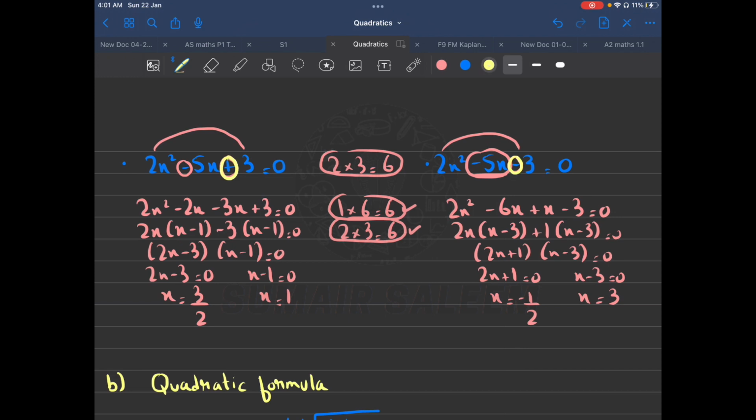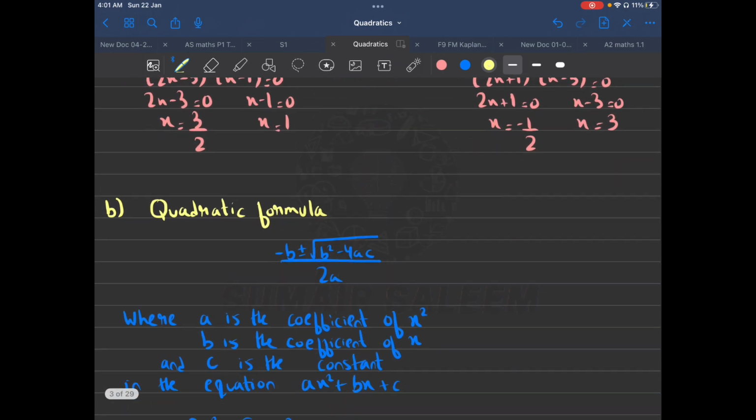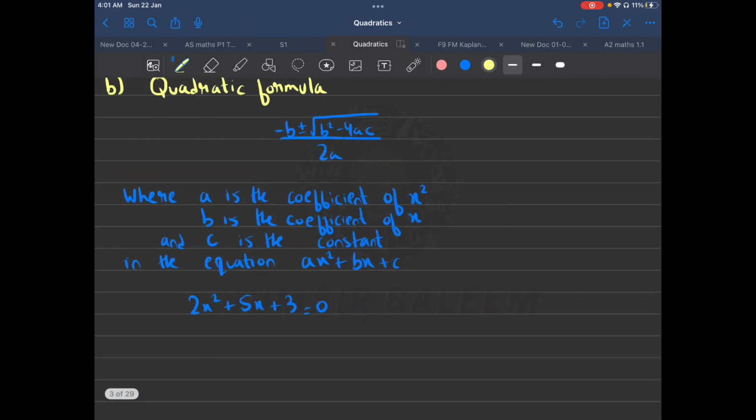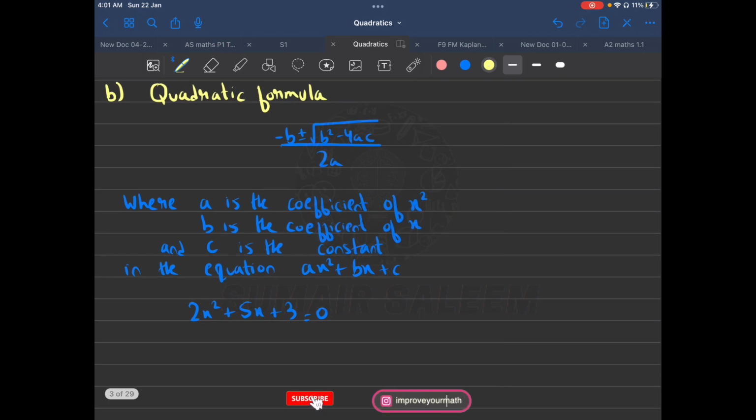If it's plus, use those factors that are added to make the middle term. If it's minus, use those factors that are subtracted to make the middle term. I hope factorization is clear to you. Now let's move to the quadratic formula. Guys, what's my quadratic formula?